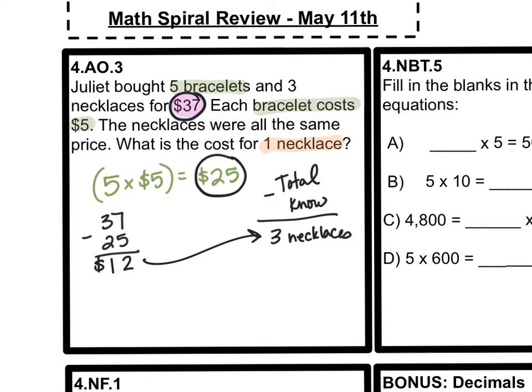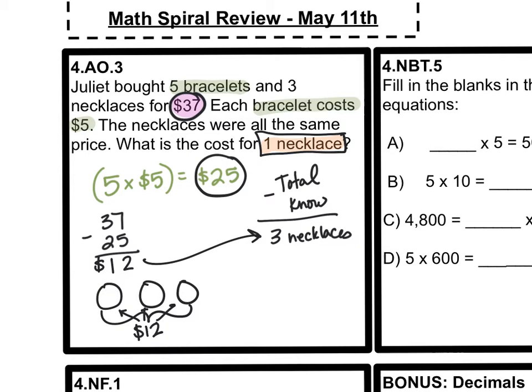So for 3 necklaces, I'm just going to draw 3 circles. For 3 necklaces, she spent a total of $12. Now, our question asks us how much she spent for one necklace. In order to do that, I'm going to split this 12 up between the 3, or I'm going to do 12 divided by 3, which is going to give us $4. So how much did she spend on each necklace? She spent $4 on each necklace.